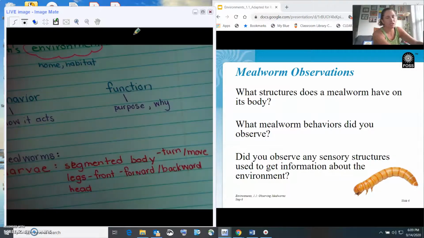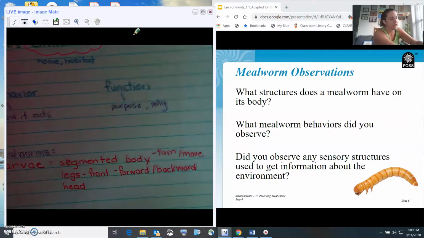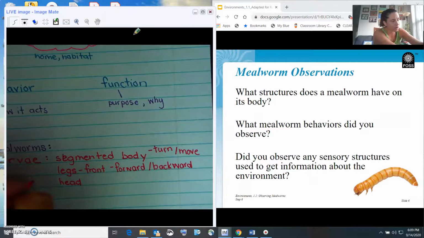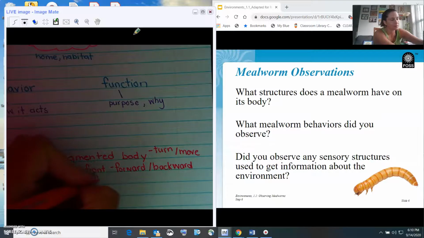Now, this last question about the sensory structures. That means how does it see and how does it feel? If you notice, there were two on the head. I'm going to do a little picture here. On the head, there are these two little antennae. I think those are sensory structures that help it feel. So I think these little things right here, I don't know for sure, help it feel around.